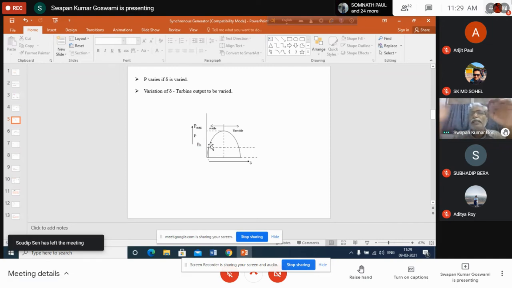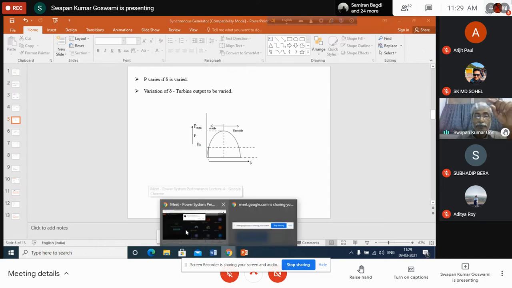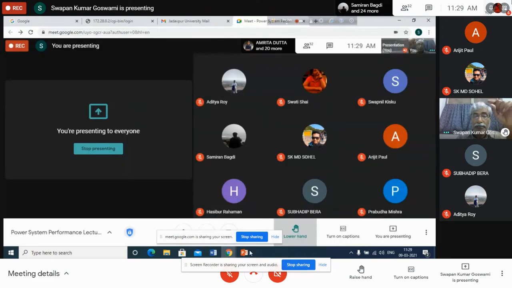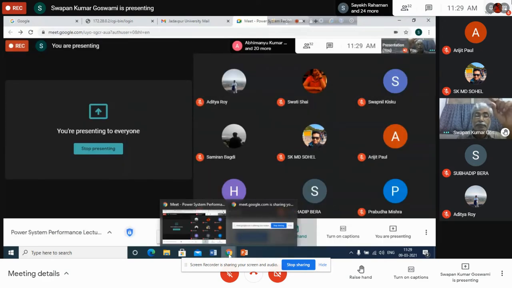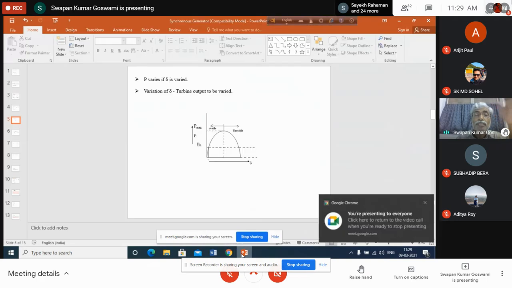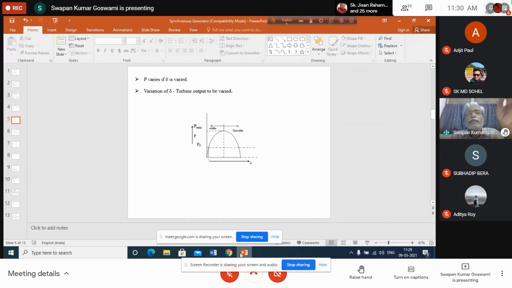In this way, there will be a to and fro movement of the generator rotor with respect to the infinite bus voltage. That means the generator rotor will oscillate around the synchronous speed. Sometimes the speed will be above synchronous, sometimes below synchronous. Delta will sometimes increase, reach a maximum value, and then decrease, reach a lower minimum value, and again increase.